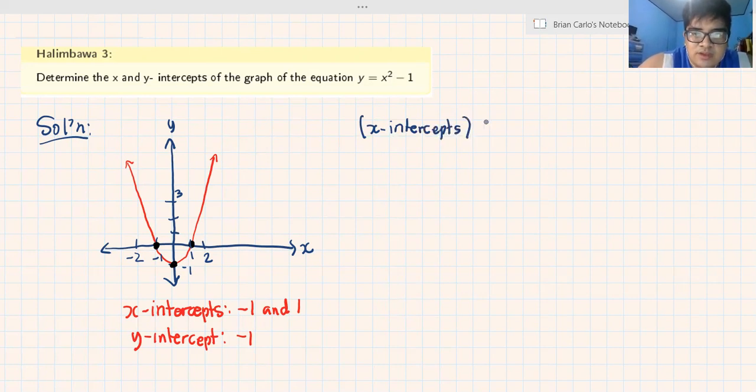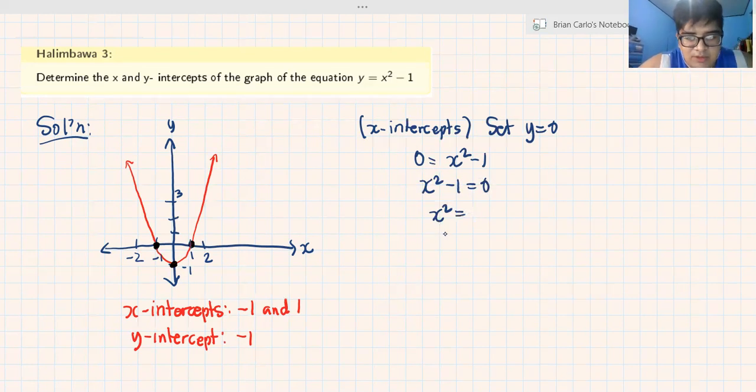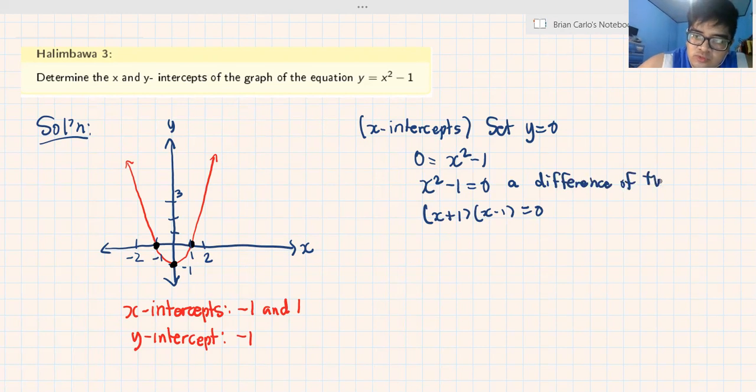paano siya? Set y be equal to 0. So, magiging 0 is equal to x squared minus 1. Baliktarin natin, x squared minus 1 is equal to 0. X squared is equal to 1. Now, or pwede naman natin gawing i-factor out na lang natin just to do the right method. Wag natin i-transfer of square root both sides. I-factor natin na x plus 1 and x minus 1 because this is a difference of two squares. Tama, a difference of two squares. Ano ibig sabihin ng difference of two squares?